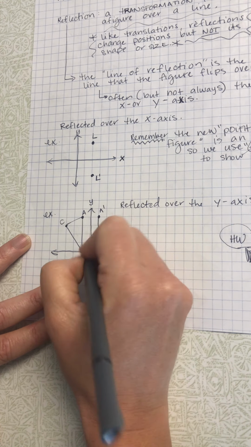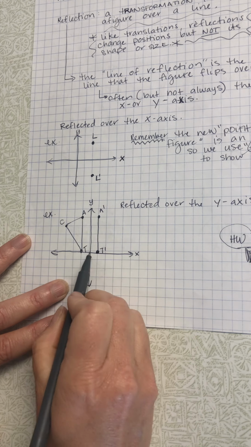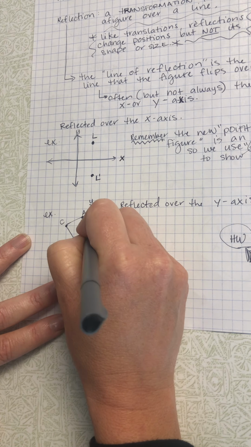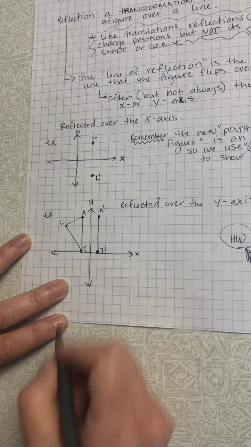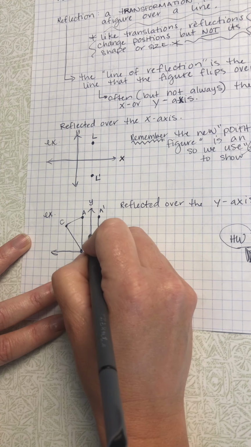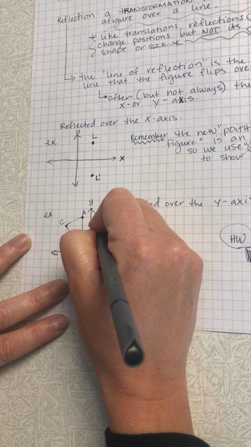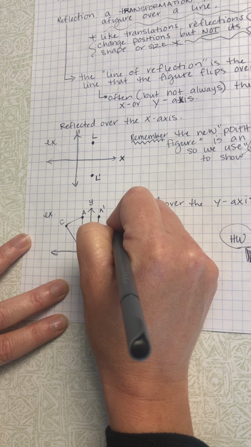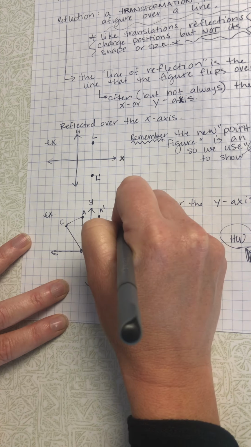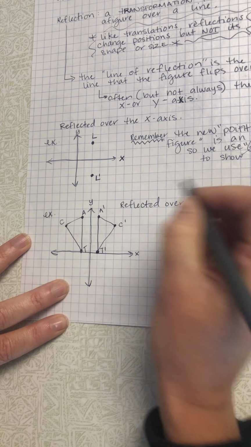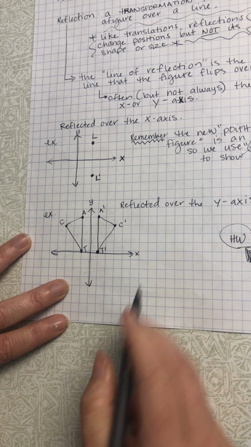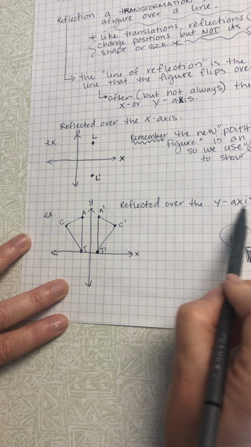And C from 0, from the origin, is up 1, 2, 3, and then to the left 1, 2, 3. So we're going to go up 1, 2, 3, but this time to the right 1, 2, 3. And this is our C prime. Okay. So now we've shown that we've reflected over the y-axis.